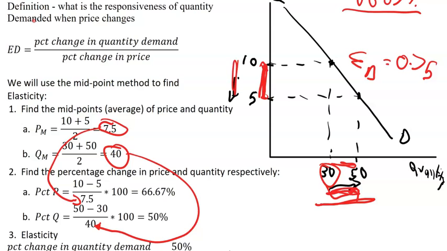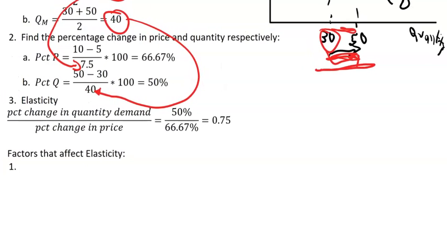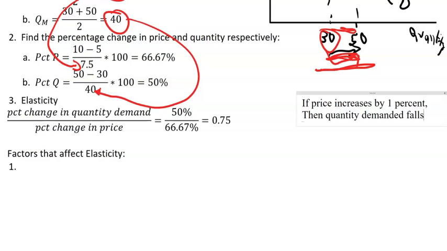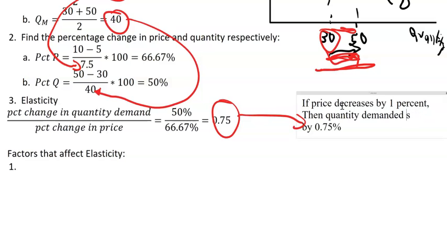So here, this number is telling us that, let's say, if price increases by 1%, then quantity demanded falls by 0.75%. This is what this number that we just calculated is telling us. So that means if price goes up by 1%, my quantity demanded falls by 0.75%. Or I could also say if price decreases by 1%, then quantity demanded will increase by 0.75%.